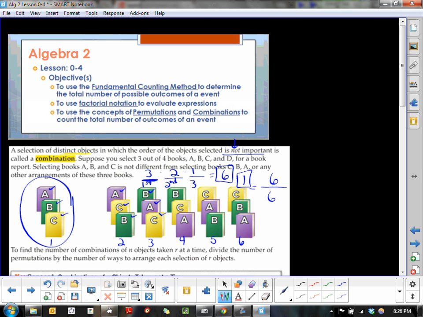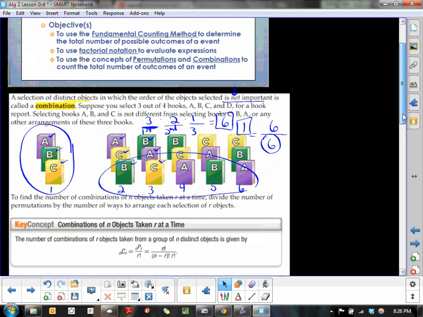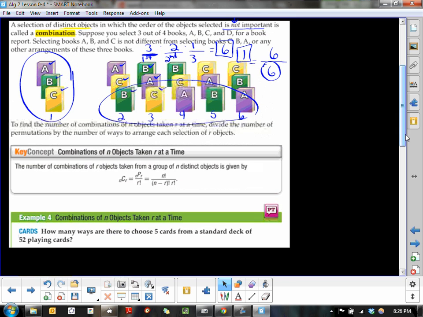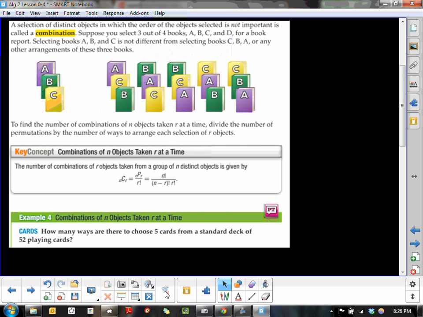And this division is by the number of ways you can arrange these objects. There are 6 different ways of arranging the same 3 objects that we divide by. So what you're going to see in our combination calculations is another division creeping in here so that we can get rid of our arrangements. So to find the number of combinations of n objects taken r at a time, so now they're using this language, combination of n objects taken r at a time, divide the number of permutations by the number of ways to arrange each selection of r objects.